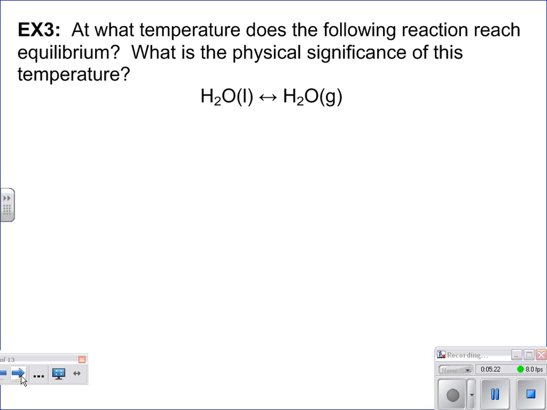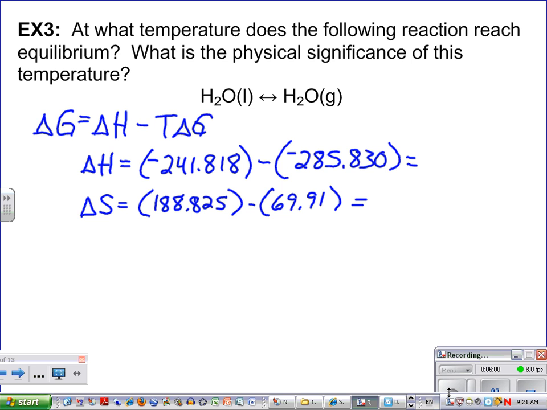And our last question. At what temperature does the following reaction reach equilibrium? What is the physical significance of this temperature? So all we're seeing is that water goes from the liquid phase to the gas phase. I'm looking for temperature, so obviously I can't assume this is at 25 degrees Celsius, so I'm going to have to use the formula of delta G equals delta H minus T delta S. And so I have to do the laborious process of calculating my delta H values and my delta S values.